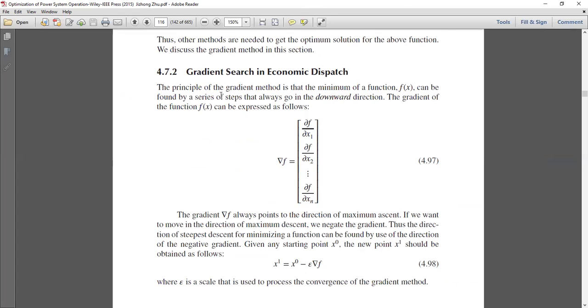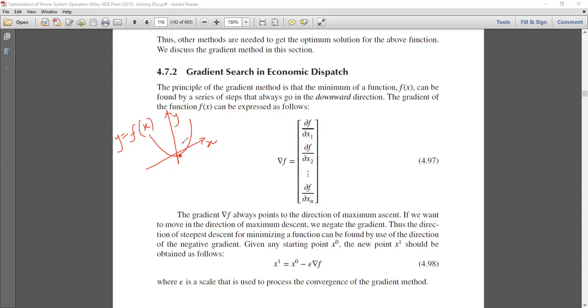Now in the economic dispatch problem, till now what I have mentioned is simply a function f of x, which is a function of a single variable, y equal to f of x, and I have shown the curve like this, a very nice curve. This is your y, this is your x. How do you find the minima of that function using gradient descent?